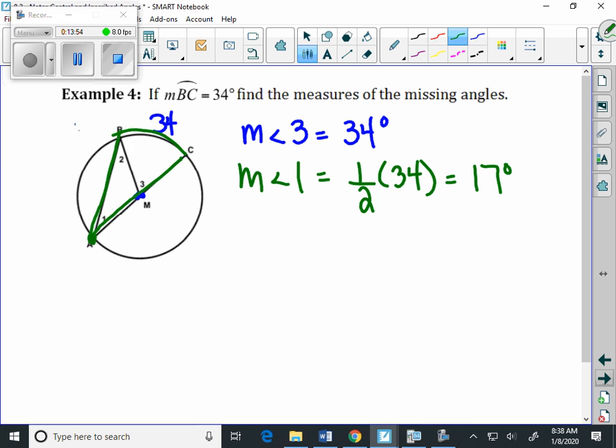So we know two values here, and in fact I'm going to erase a little bit and finish up with angle 2. But what we know here is that the measure of angle 3 is 34. We know that the measure of angle 1 is 17.